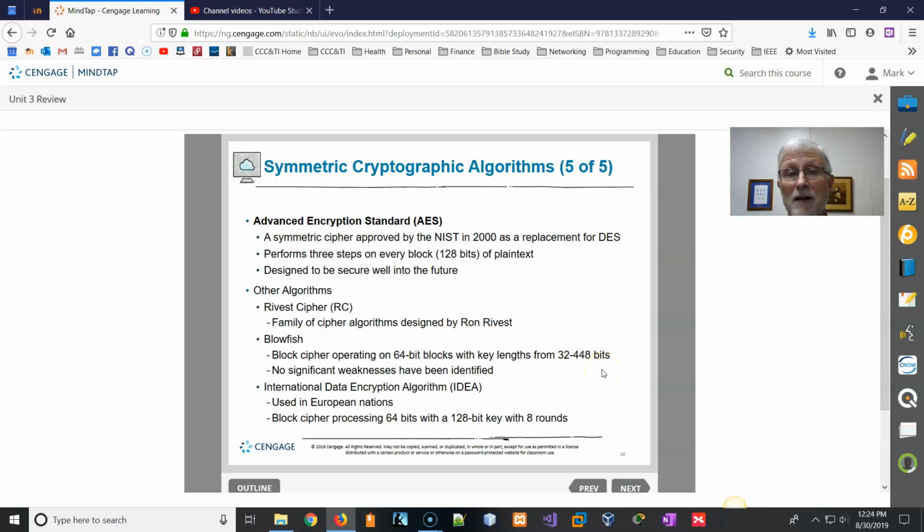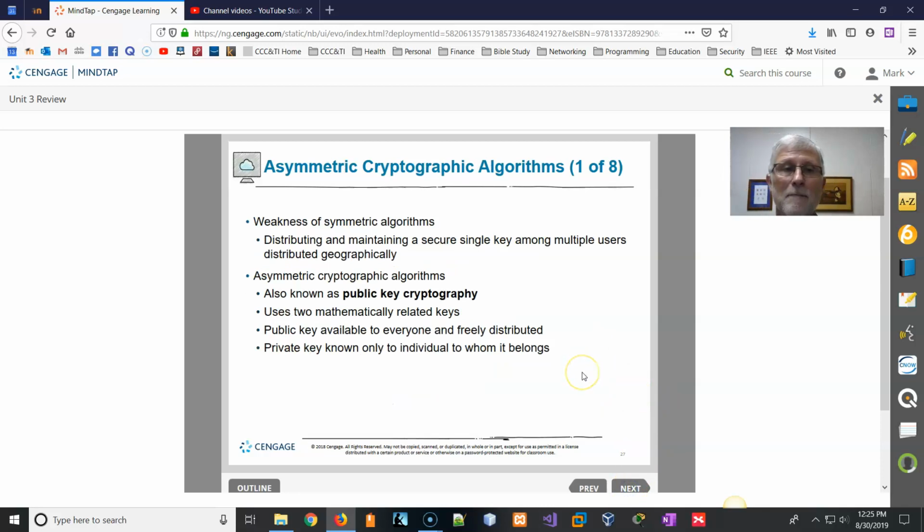Advanced Encryption Standard, AES, is a symmetric cipher developed about 2000 as a replacement for DES. It performs 3 steps on every block, every 128 bits of plain text. It was designed to be secure well into the future. There are some other algorithms out there. Just take a look at those. Each one has its pros and minuses.